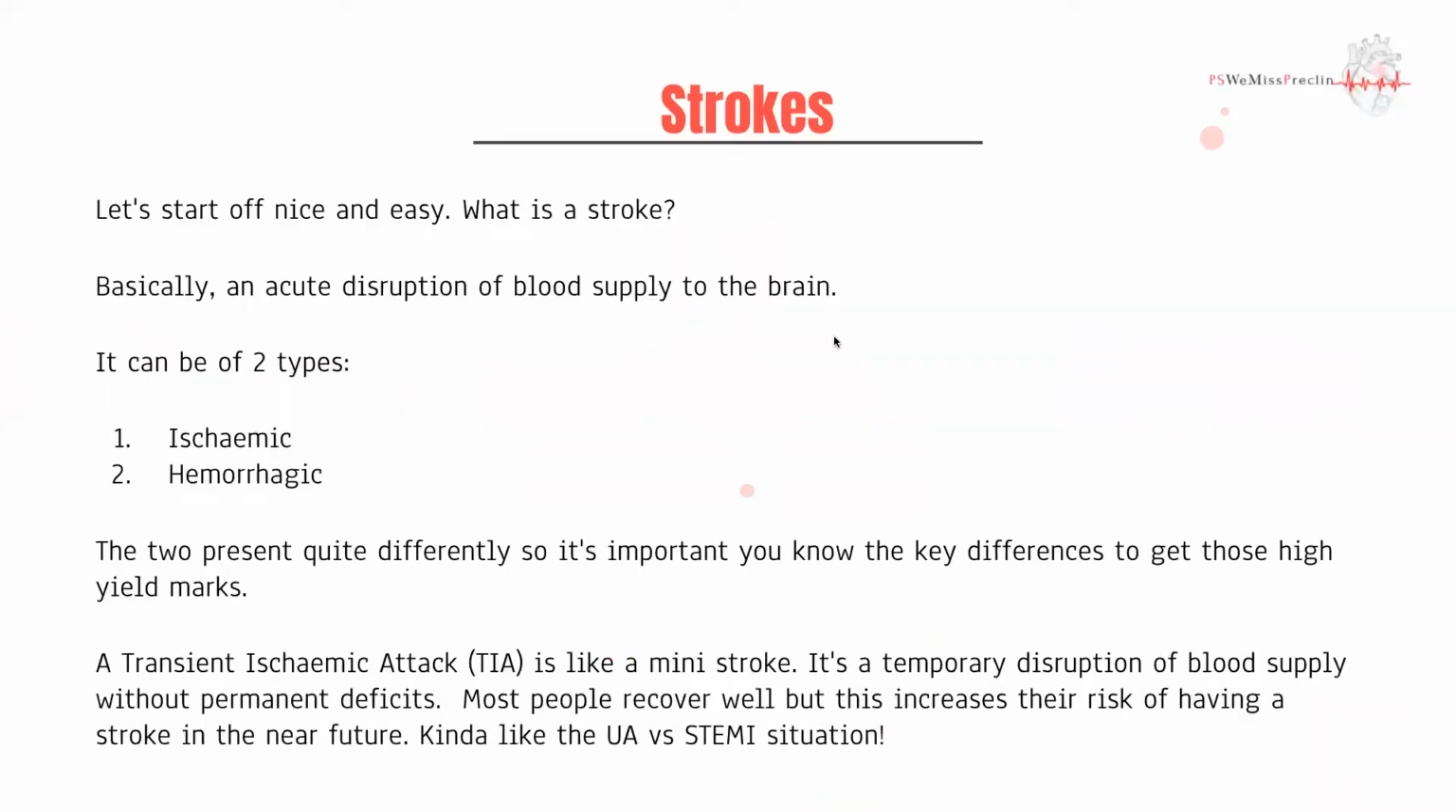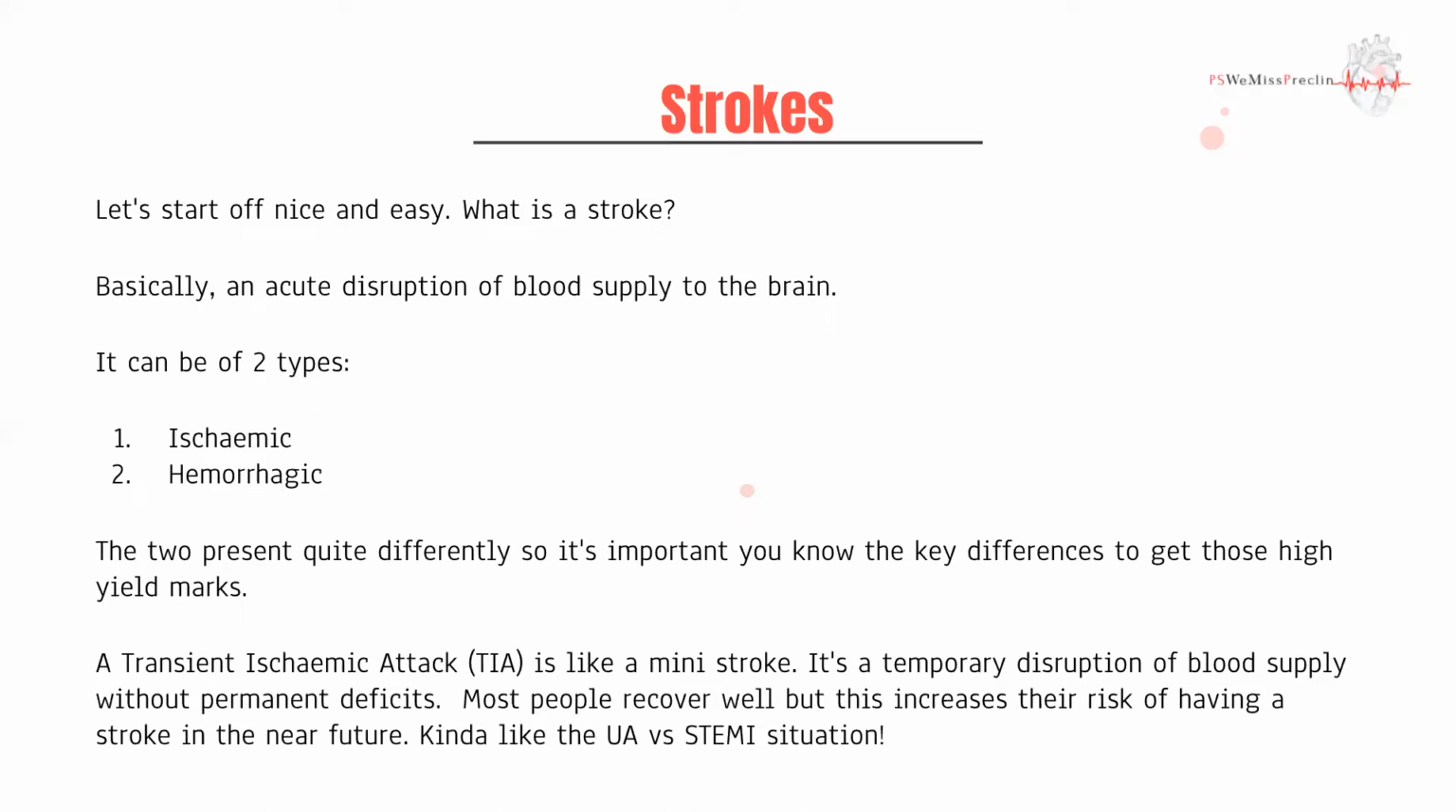So let's start off nice and easy. Basic definitions. What is a stroke? So as you all probably know, stroke basically means there has been an acute disruption to the blood supply of the brain. Now, these can be of two types. You can either have an ischemic stroke where there's a blockage and a hemorrhagic stroke where there's a bleed. Now, it's really important to be able to differentiate the two and know how they present, because when a patient comes in, this is probably the first question you need to ask yourself.